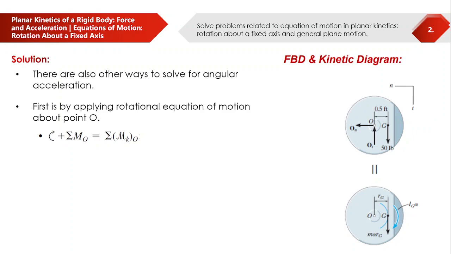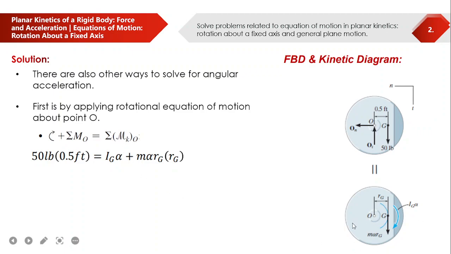At point O, the summation of all the moments at point O is equal to the summation of all kinetic moments at point O. That will be equal to 50 pounds, because we take moments about O. Only the weight of the body causes the body to rotate. Therefore, 50 pounds times 0.5 feet is the only force that will be considered. It is equal to the summation of all the kinetic moments.